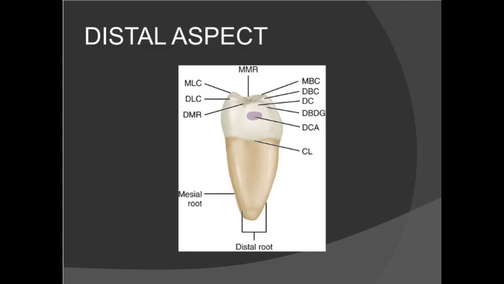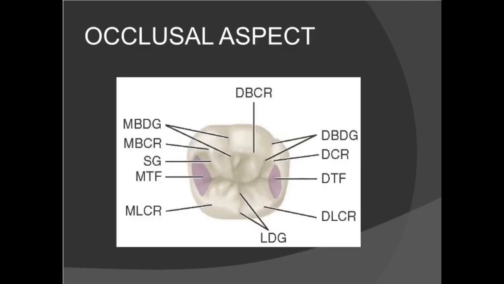Now we'll talk about the very important aspect, that is the occlusal aspect. The occlusal aspect of this mandibular first molar is quadrilateral in shape, and here the 5 cusps are present, that is the mesiobuccal cusp, mesiolingual cusp, distolingual cusp, distobuccal cusp, and the distal cusp. The distal cusp is the smallest cusp. Other than this, all the 4 cusps are considered as major cusps.